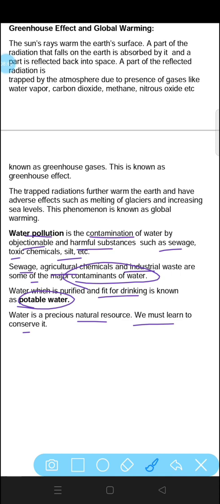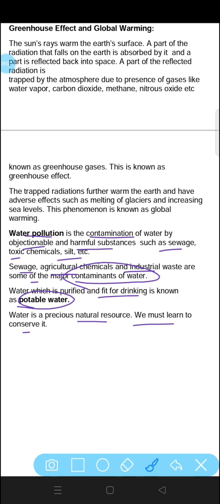So this is about air pollution and water pollution. Air pollution is the contamination of air by different particles or different gases, and water pollution is the contamination of water by objectionable and harmful substances.